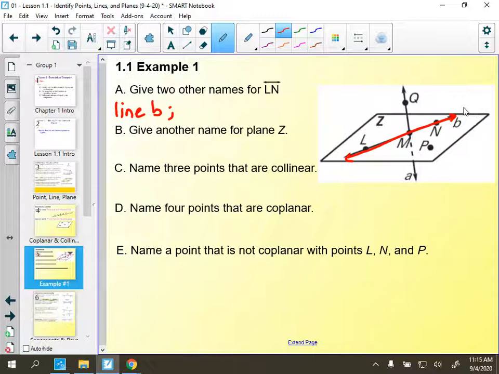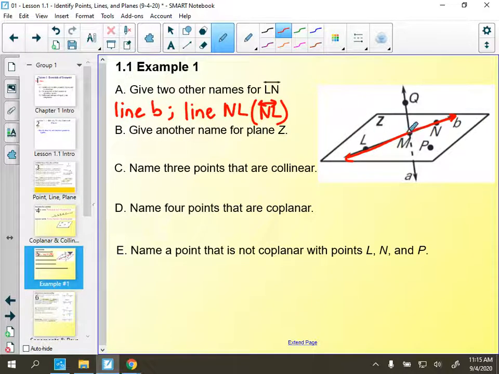I could flip the letters and say, okay, I want a different name than LN, but still talk about what I've highlighted in red. I could call this line NL. Totally acceptable. If I wanted to abbreviate that exact same name, I could shorten it up and just go line NL with the double arrows above it. These are the same. However I write it, line NL or line NL, I'm saying the same thing. So that's another option. I'm not going to list them all. These are just examples. Let's do one more though.